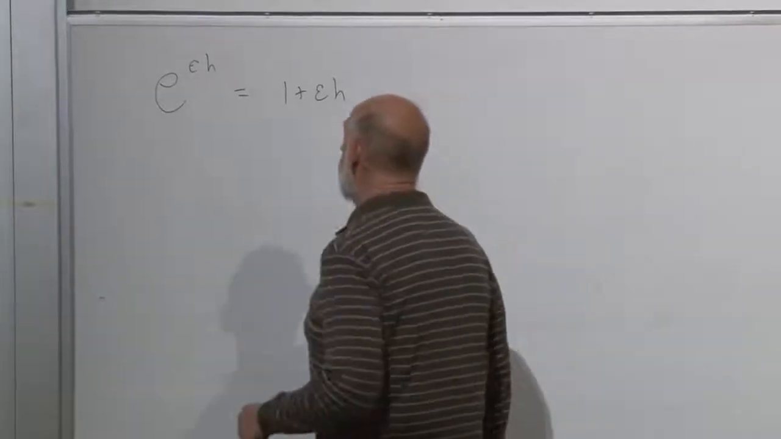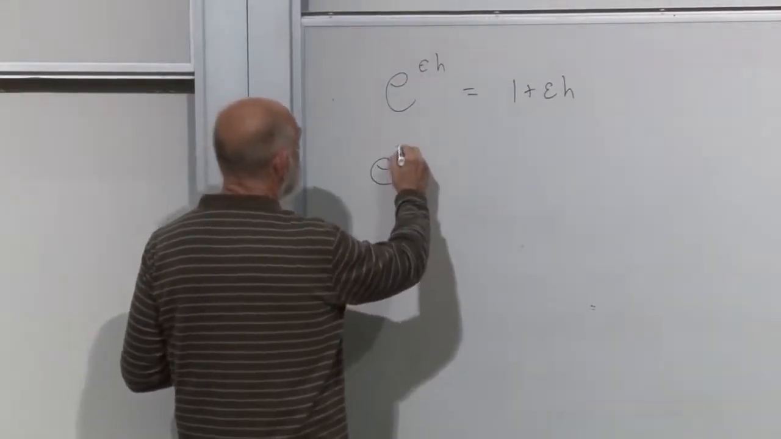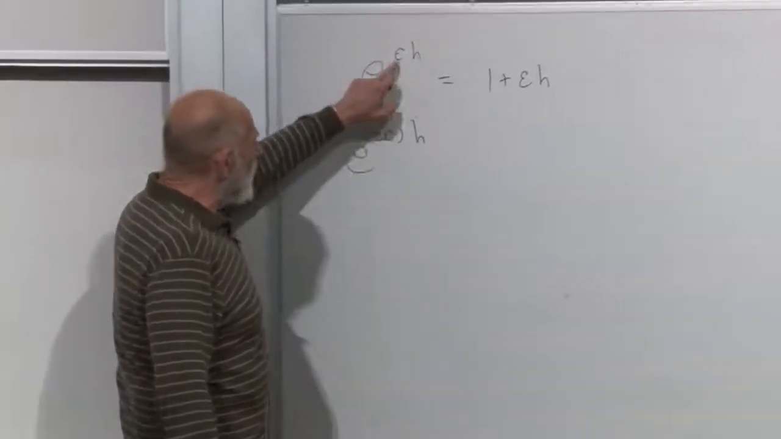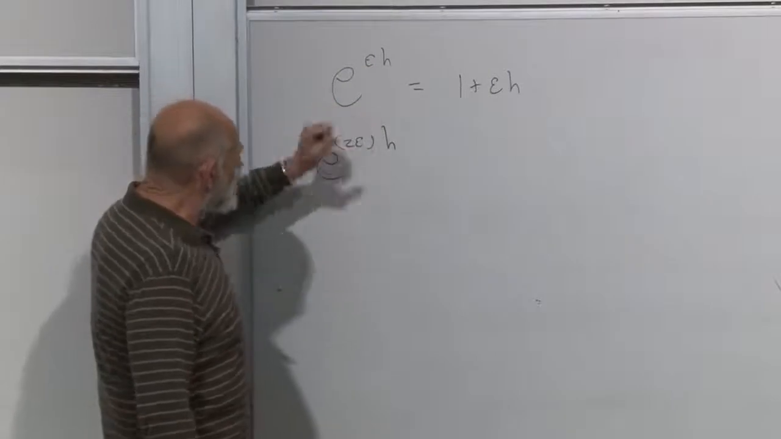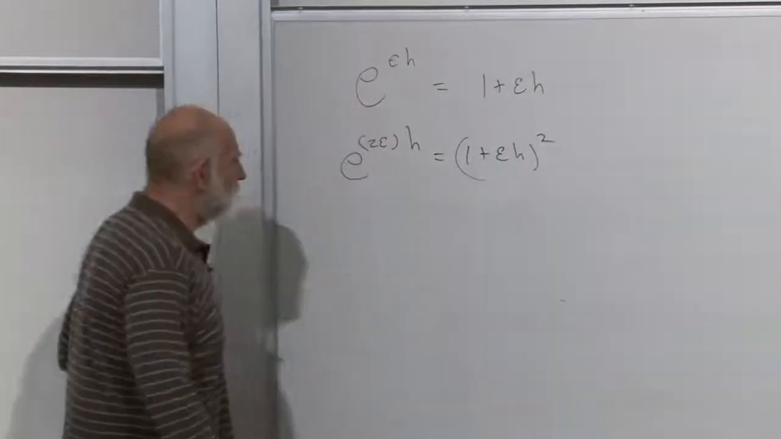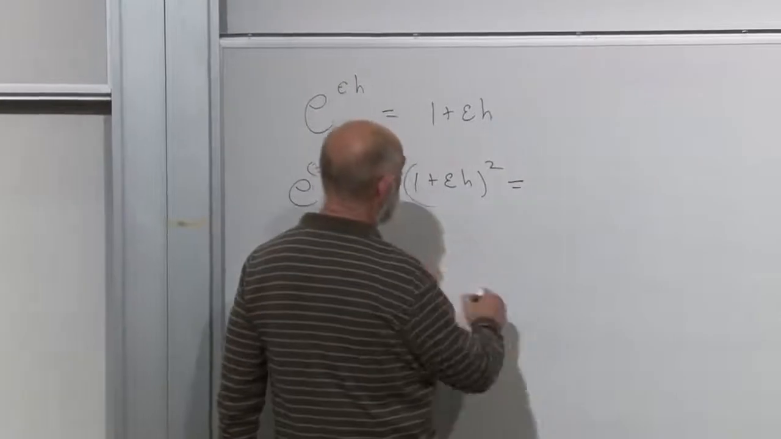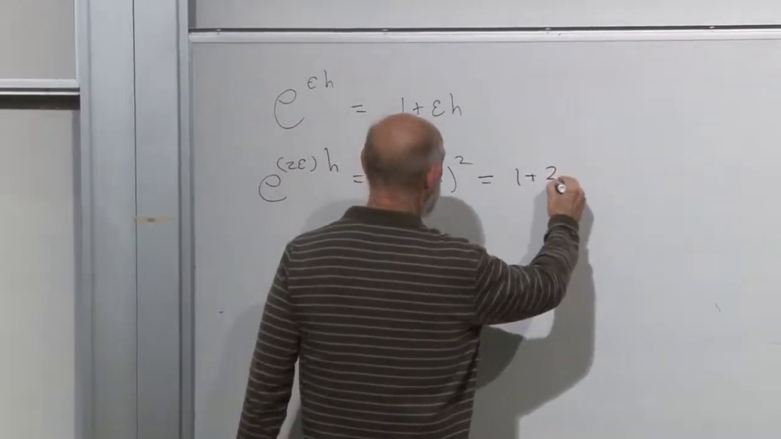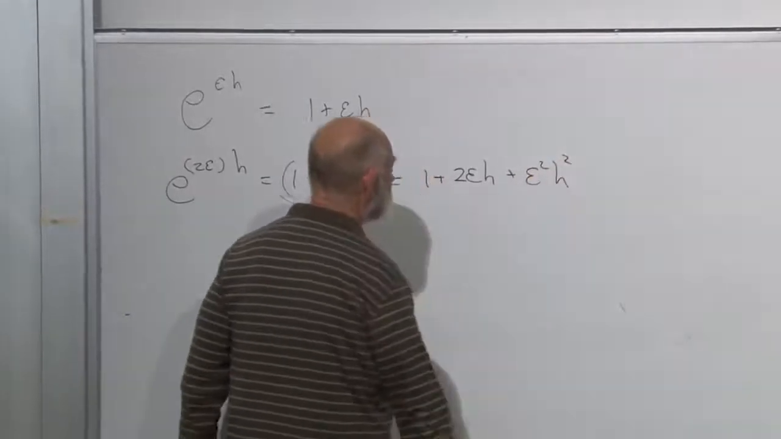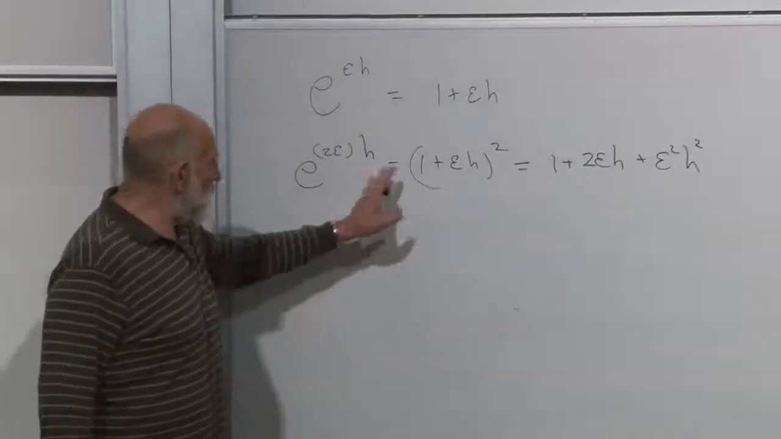Now, supposing you want to make epsilon a little bigger. Instead of just epsilon, I want to take e to the 2 epsilon times h. E to the 2 epsilon times h is just the square of e to the epsilon h, so it's equal to 1 plus epsilon h, squared. Which incidentally is equal to 1 plus 2 epsilon h plus epsilon squared h squared. But this is still an approximation. This was an approximation to this. This is still an approximation to this.